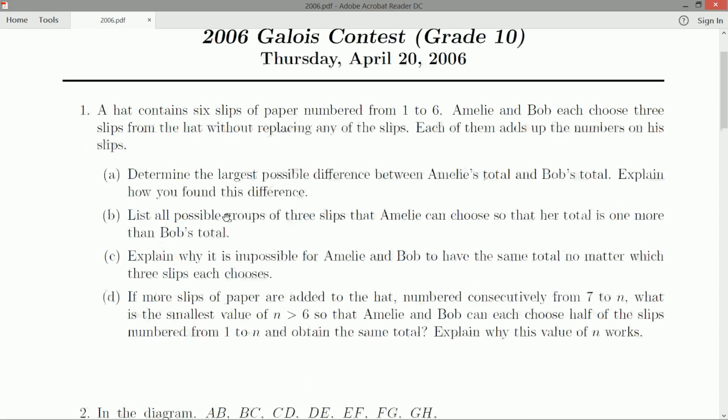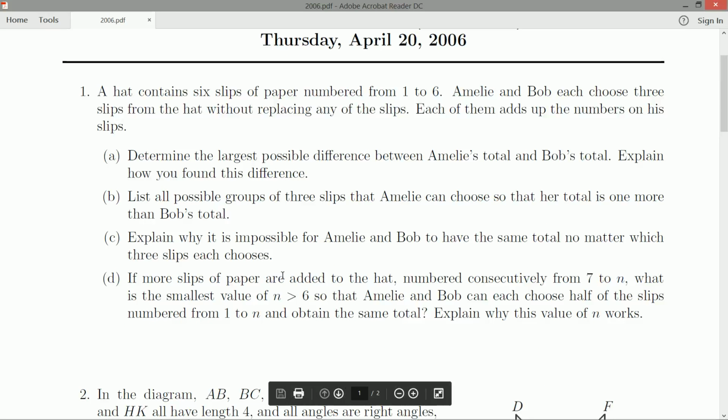Anyway, so we got 4 parts to this question. We do need to justify any calculations or assumptions or any intuition we have here. A. Determine the largest possible difference between Amelie's total and Bob's total. Explain how you found this difference. Okay. So, largest possible difference between the two totals.